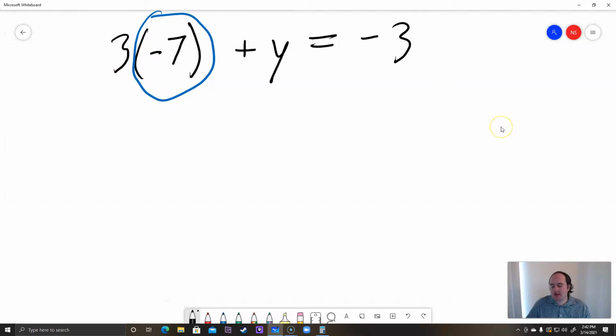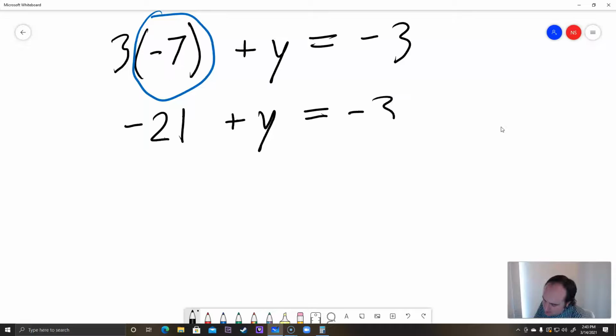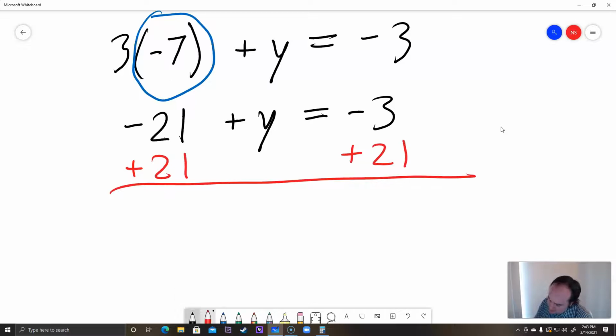So on the left side, 3 times negative 7 is negative 21. So we have negative 21 plus y equals negative 3. And then to finish solving for y, we need to get rid of the negative 21. So how do we do that? We go ahead and add 21 to both sides. Okay, so we're going to get y equals negative 3 plus 21, which is actually going to be the same as 21 minus 3, which is 18. So we get y equals 18.